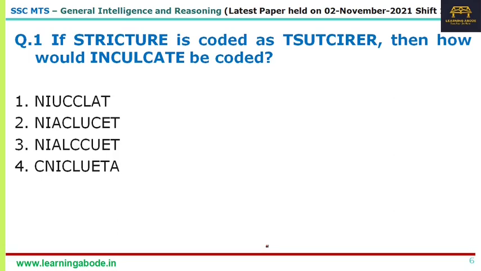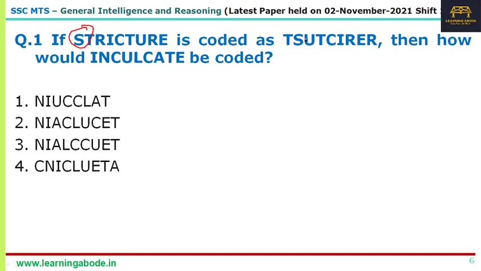Now the first question is a coding decoding question. STRICTURE is coded as TSUTCIRER. Then how will INCULCATE be coded? Here the alphabet position, the position of the particular letter in the alphabetical order, is not required. You can directly decode this. So what has happened?